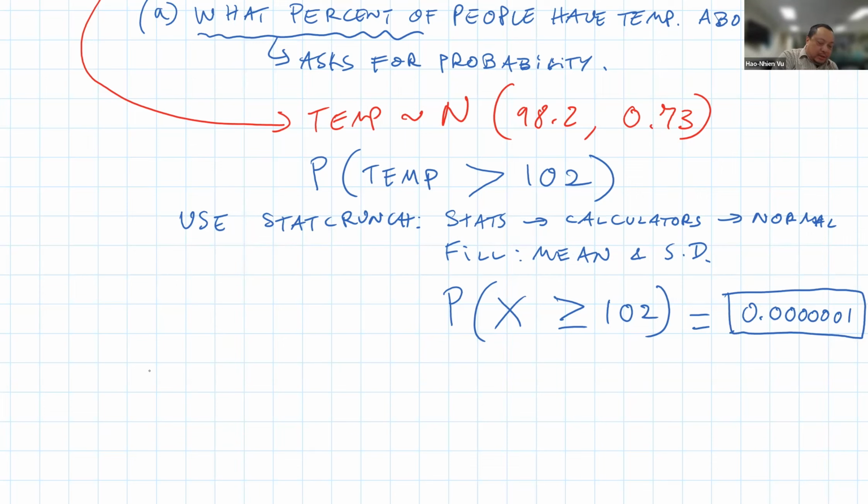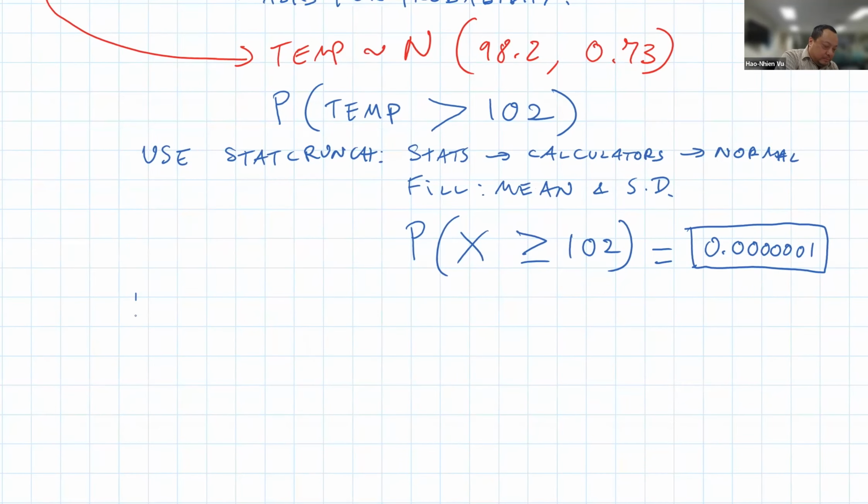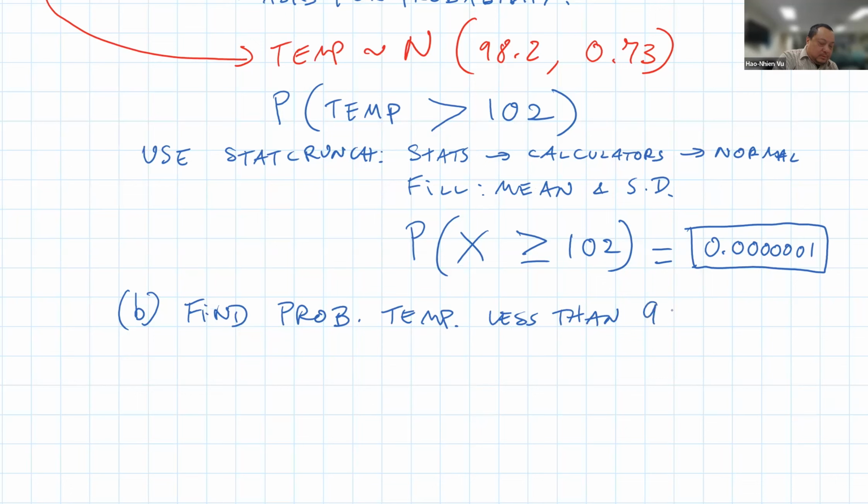All right, so let's do part B. Find the probability temperature is less than 97. So go ahead and do that and put your answer in the chat box.